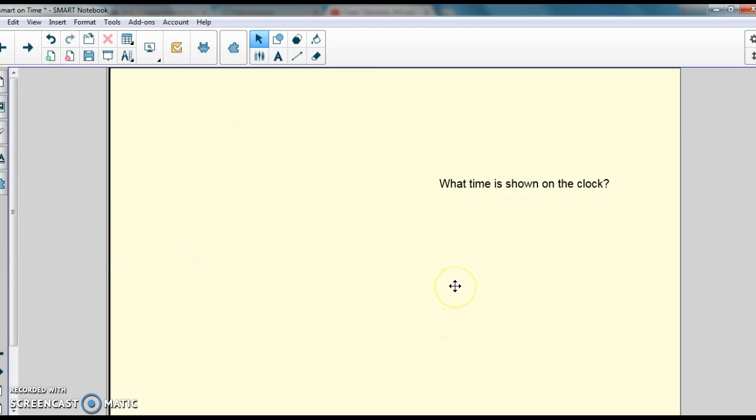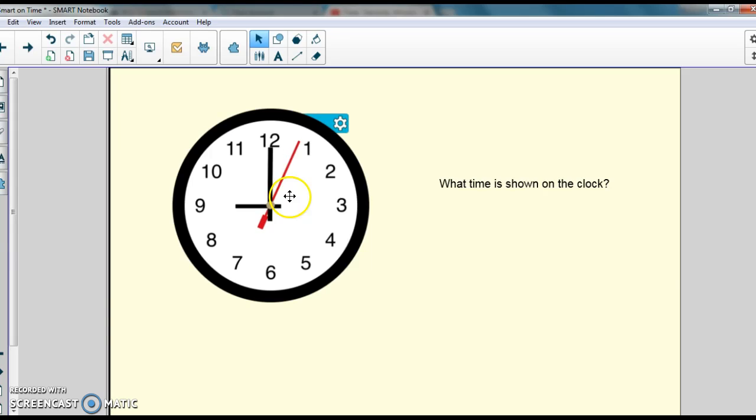So let's look at a clock in action. What time is on this clock? Notice the second hand goes the fastest. And if we look here, we've got the minute hand on the 12 and the hour hand on the 9, and it is exactly 9 o'clock.